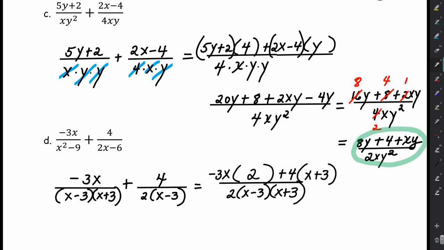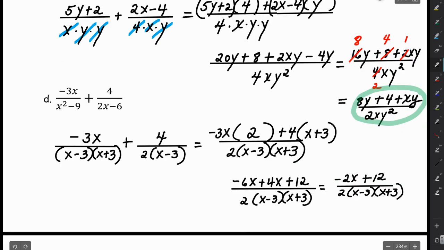Distribute and combine like terms. And once we do that again, we notice we could take a 2 out of each term. You could take a 2 out of here. This is divisible by 2. This term is divisible by 2. So let's go ahead and do that, make it a little simpler, a little nicer to look at.